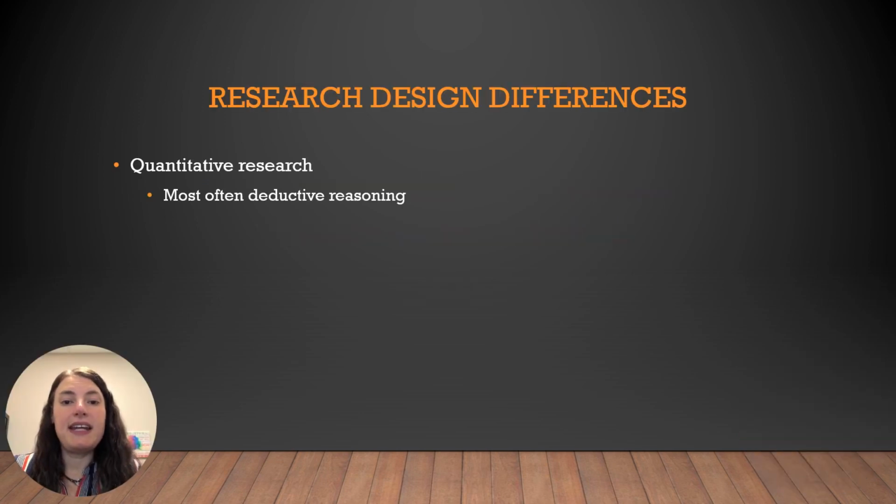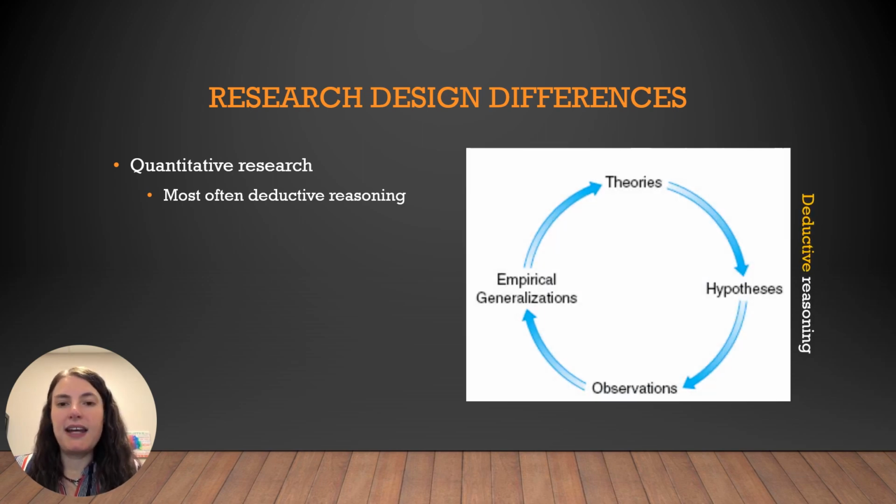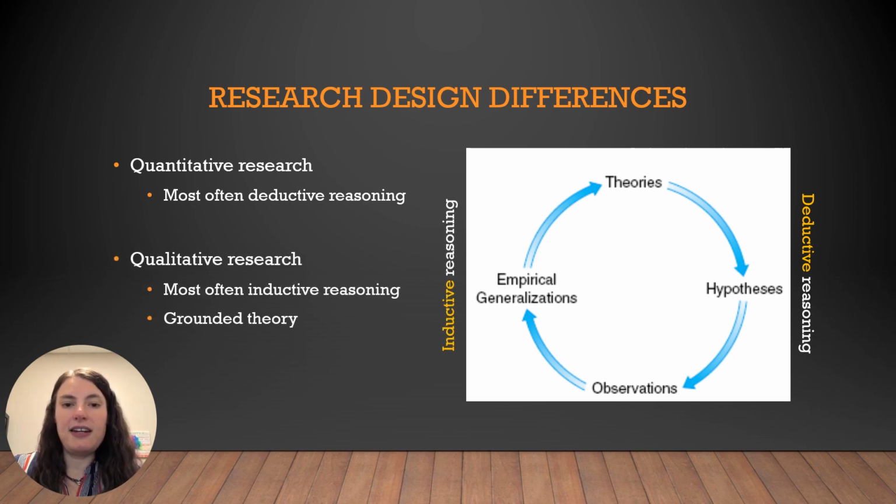Typically, quantitative data is gathered in a deductive manner. If you remember from the Wheel of Science that we talked about at the beginning of the semester, deductive research starts with a theory, continues to a hypothesis, and then data is collected to analyze the hypothesis. Inductive research, on the other hand, collects data first and uses the data to construct a theory.